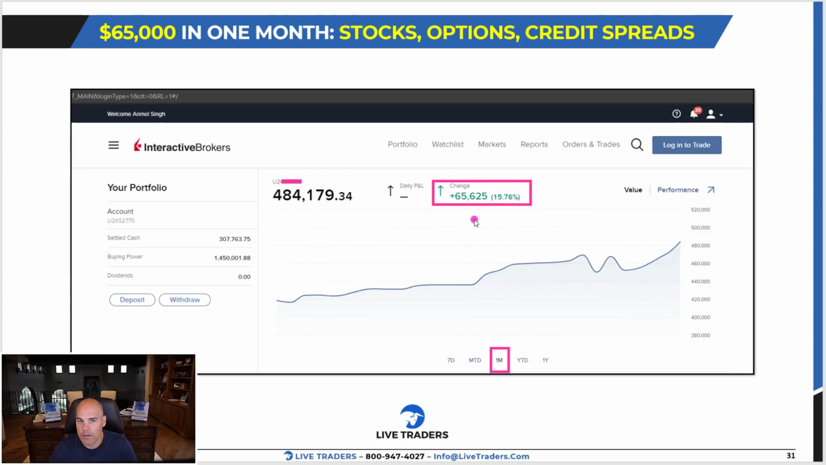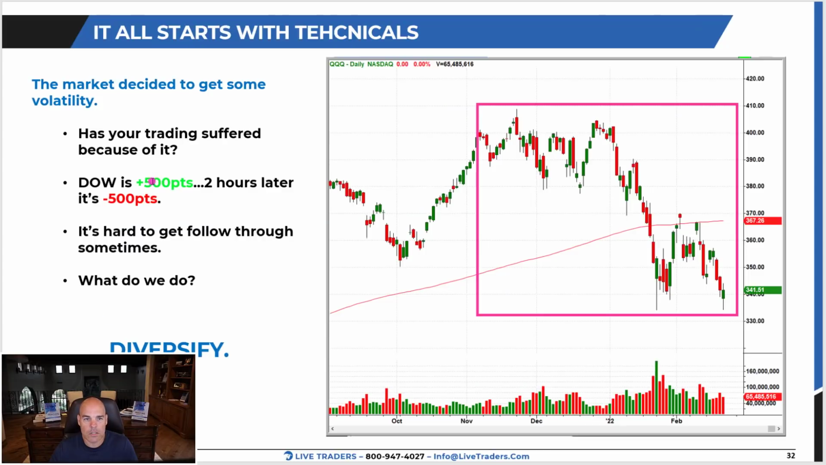That's 1 month. This is a combination of intraday stocks, swing trading stocks, okay, options, and credit spreads. That's pretty good, right? That's pretty damn good. All because of technical analysis. Understanding what stage we are in. If you don't understand the stage, you're not going to be on the right side of the market. And if you are on the right side, you were just lucky. But we don't want to be lucky. We want to be skillful.